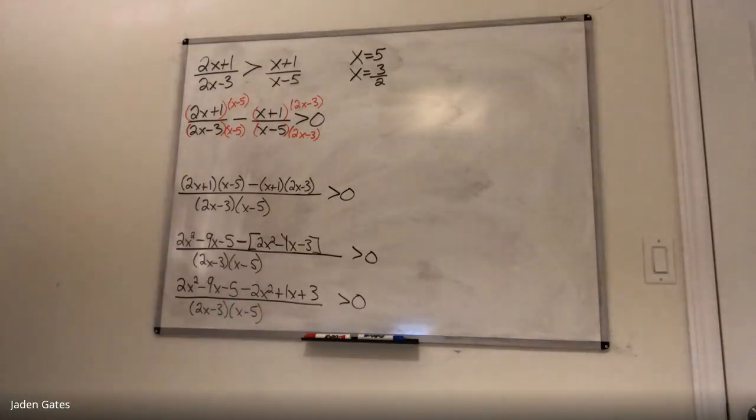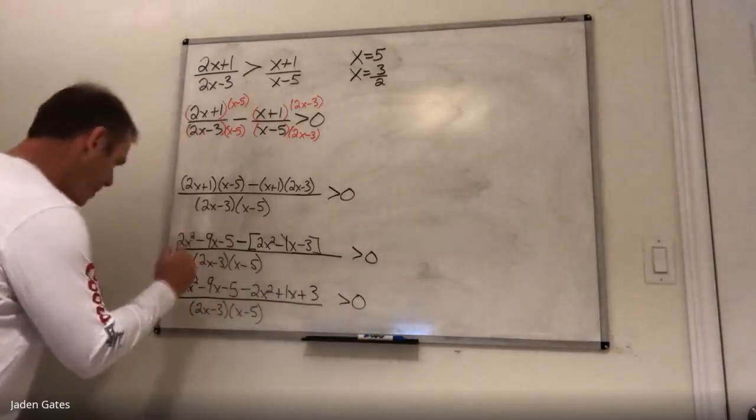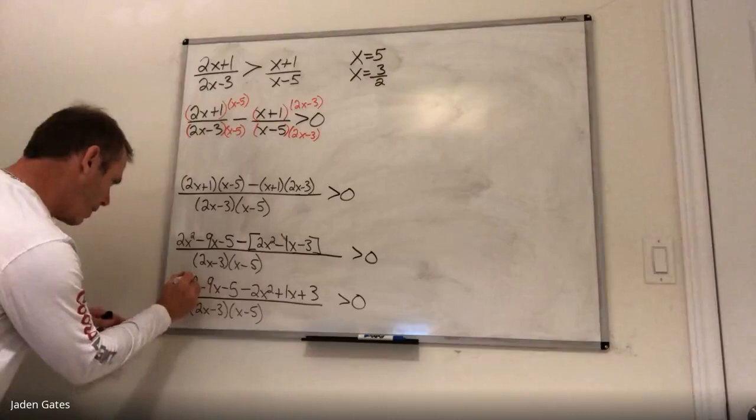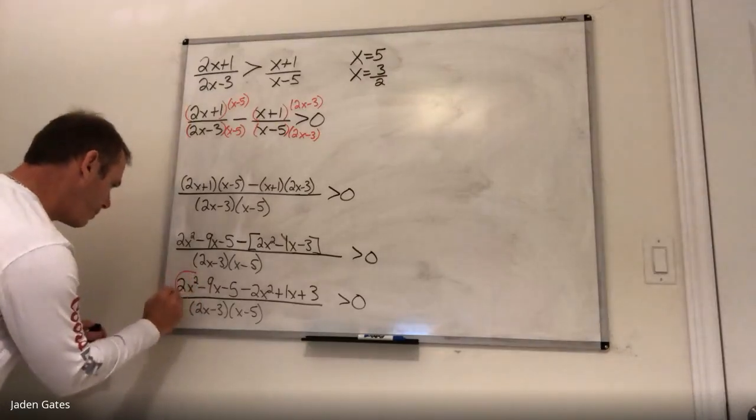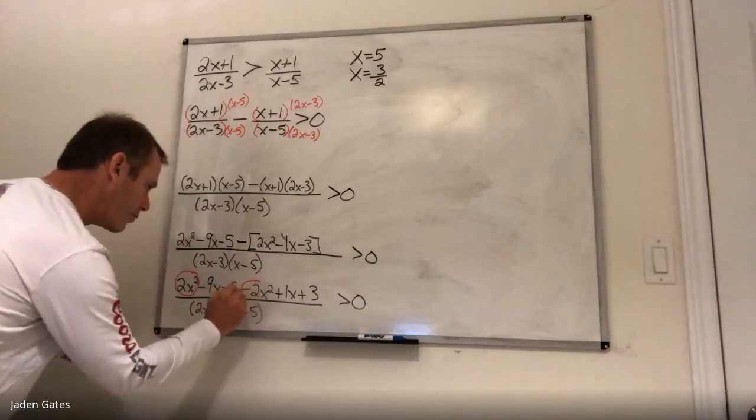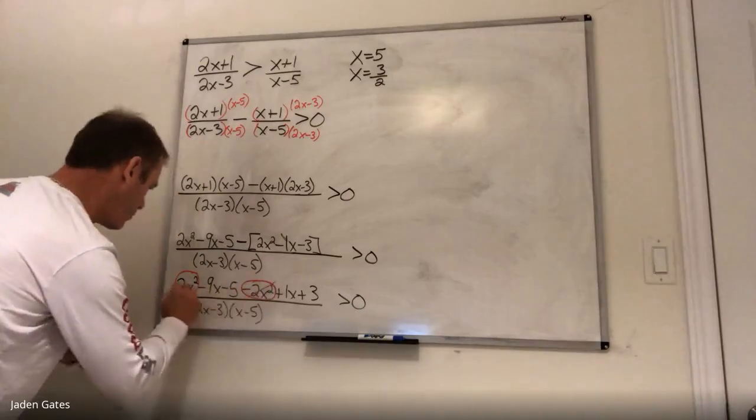Okay, now simplifying the top. Oh, look at this, we got lucky. Because I got a 2x squared and a minus 2x squared, those terms cancel each other out. They're gone. They add and subtract each other out. So that helps.